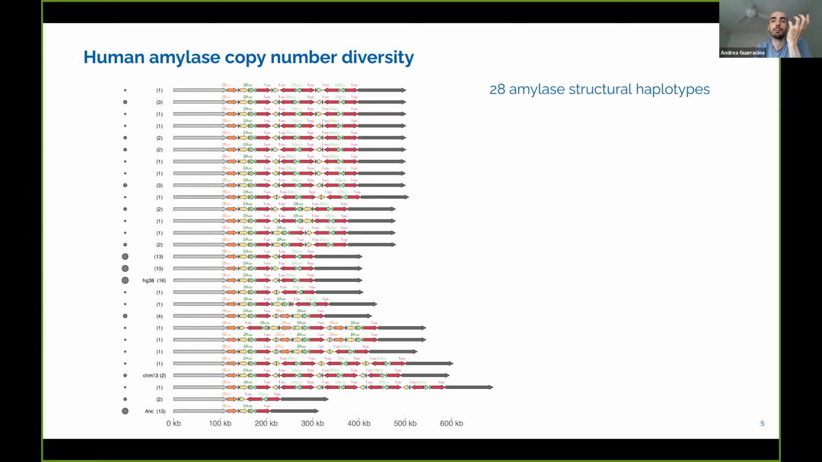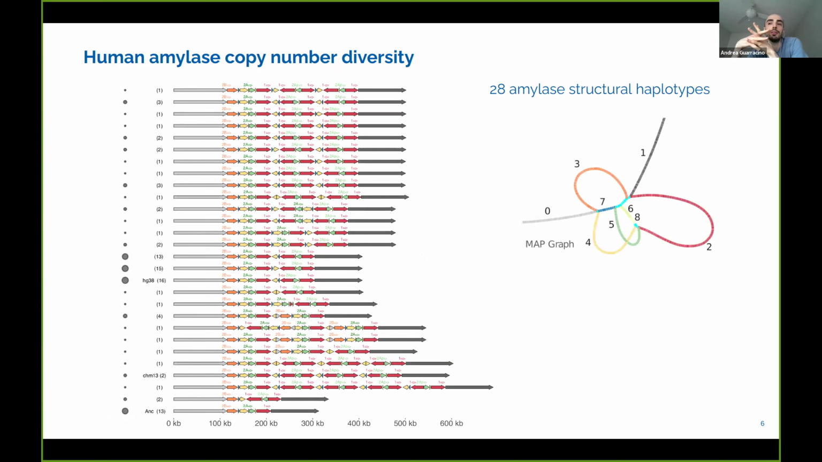To study this pangenome, we built 2 kinds of graphs. The first one is the mapping graph. This was built by one of our collaborators, Jason Chin. This graph captures large-scale sequence relationships between the haplotypes and allows you to identify what are called the principal bundles, that are these colors here. Principal bundles are the repeat units that we can find in this locus.